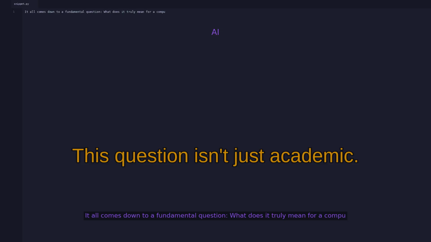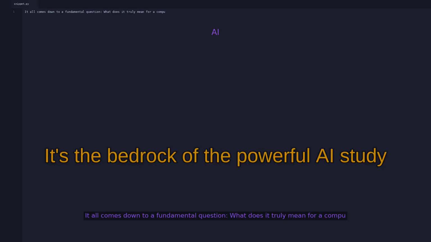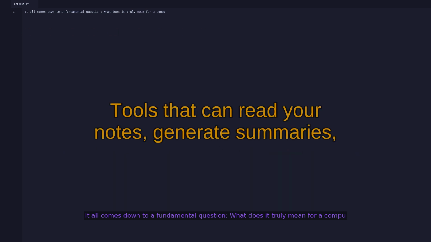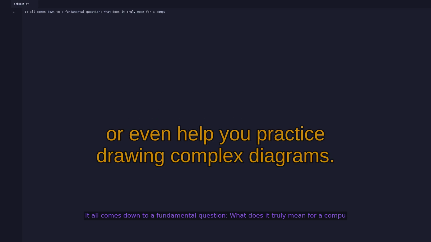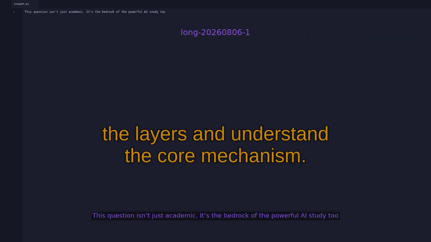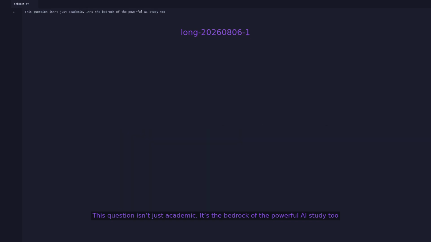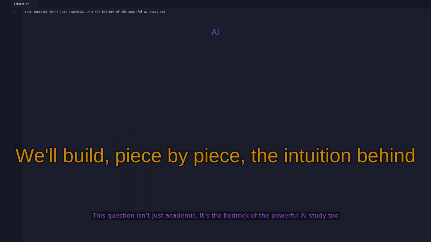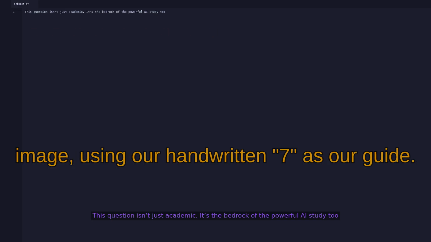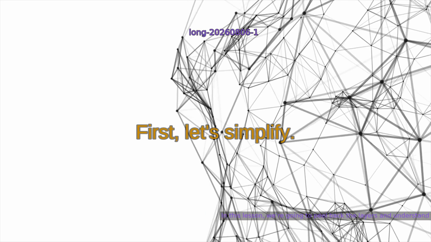This question isn't just academic. It's the bedrock of the powerful AI study tools we're exploring in this series. Tools that can read your notes, generate summaries, or even help you practice drawing complex diagrams. In this lesson, we're going to peel back the layers and understand the core mechanism. We'll build, piece by piece, the intuition behind how a computer sees and interprets a simple image, using our handwritten 7 as our guide.